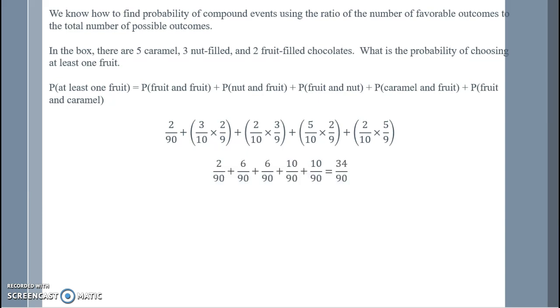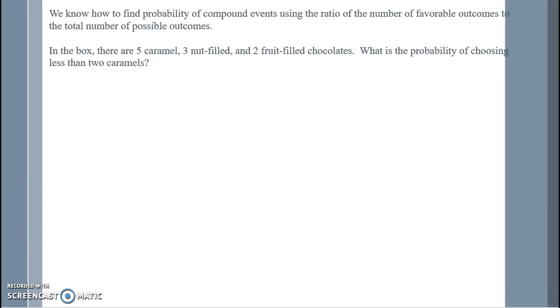So multiplying them together, 2/90ths plus 6/90ths plus 6/90ths plus 10/90ths plus 10/90ths is 34/90ths. So the probability of getting greater than or equal to one fruit when we choose two is 37.8%.